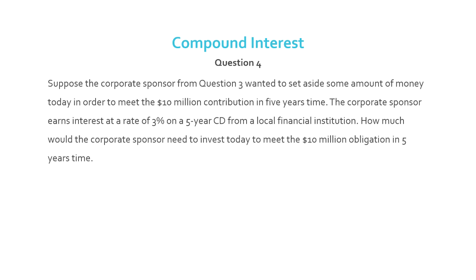The final question: suppose the corporate sponsor from question 3 wants to set aside some amount of money today in order to meet that $10 million contribution that we discussed in 5 years' time. The corporate sponsor earns a rate of 3% on their money, and they can do that through this 5-year certificate of deposit. So basically what we want to know is how much the corporate sponsor is going to need to set aside today, earning 3%, to generate that $10 million that they need in 5 years' time.